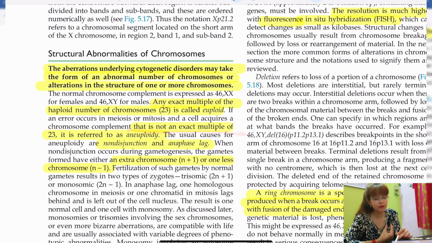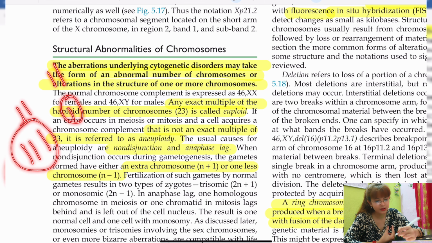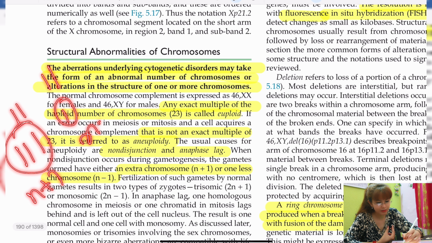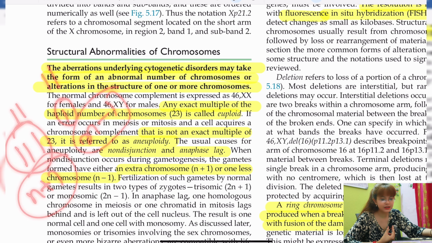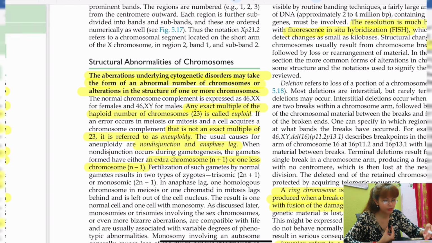Any exact multiple of the haploid number of chromosomes is called euploid, but if it is not an exact multiple of 23, it is called aneuploidy, which is basically because of non-disjunction or anaphase lag. If the chromosomes are separated in multiples of 2, but if there is 3 and if there is 1, then this is going to be n plus 1, and this is going to be n minus 1. If you have an extra chromosome, it's n plus 1. If you have one less chromosome, it's n minus 1. This is because of non-disjunction, giving rise to aneuploidy.